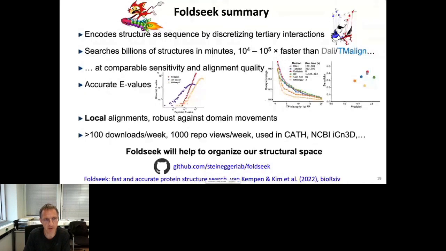It produces local alignments, not like structural aligners that mostly produce global alignments. It's robust against relative movement of domains, and it's already quite widely used. So more than 100 downloads per week and more than 1,000 repo views per week. And with this, I finish. I thank you for your attention. I hope that you now agree with me that what we did with sequences, we can now do with structures. Thanks.